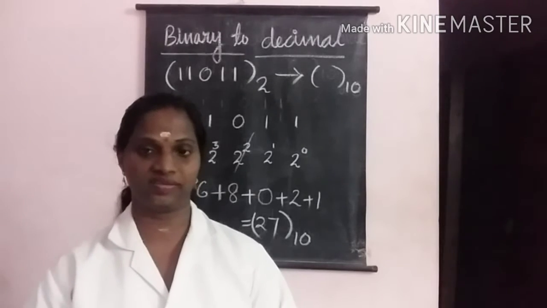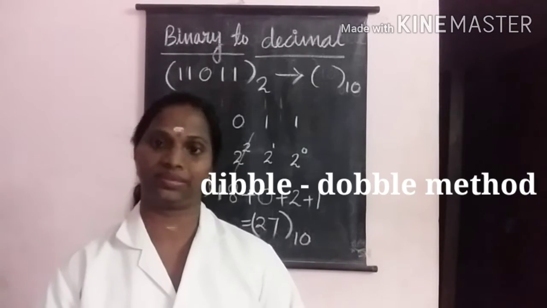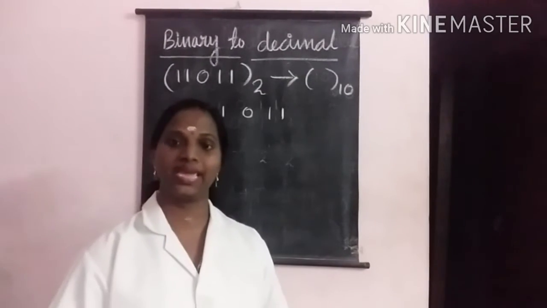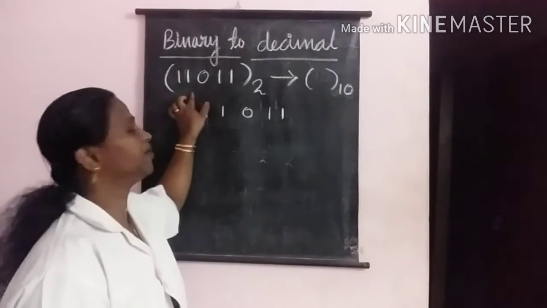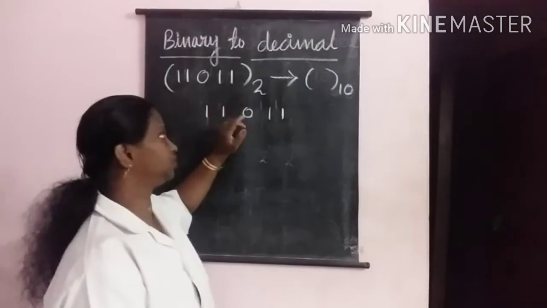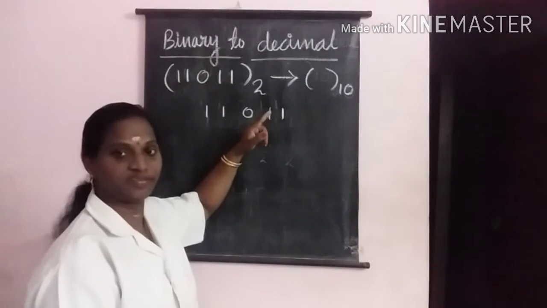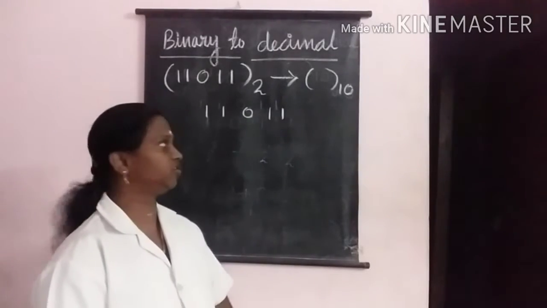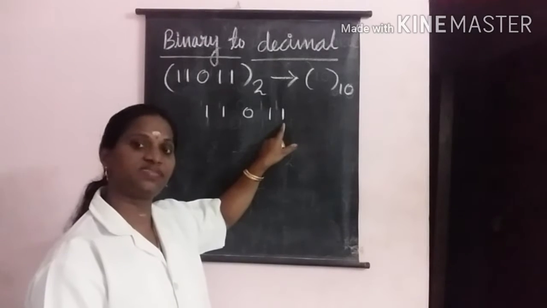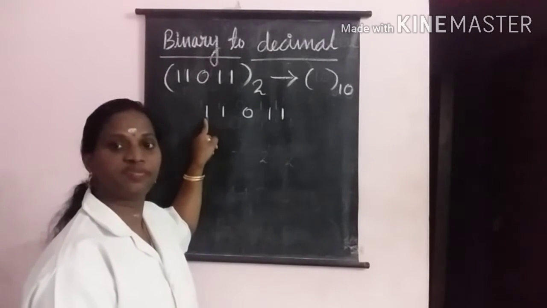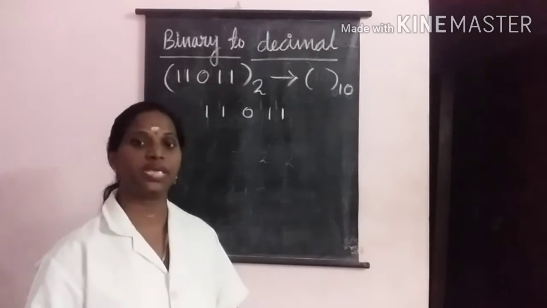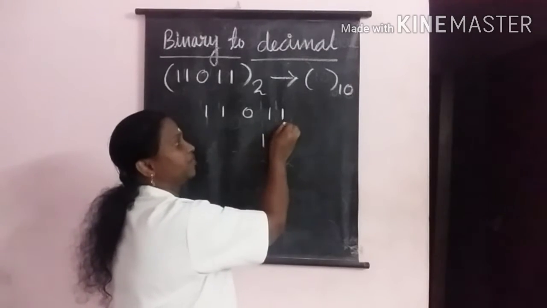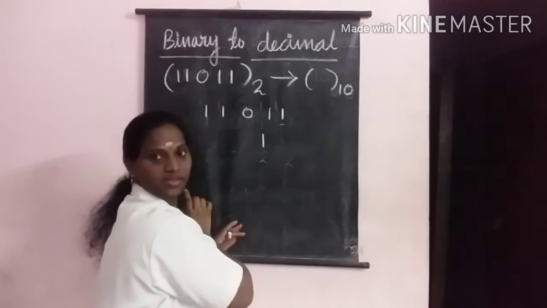Okay, this is one method of conversion. Then one more method is called the double method. Okay, double method that I will explain. Okay, let's do the same question. 11011. Okay, so to convert this binary number into decimal by using the double method, first you can write the number. Okay, so here this one is the least significant digit and this one is the most significant digit. So, first copy the LSD, that is the least significant digit. So, write this one. Okay, this one you can write here.